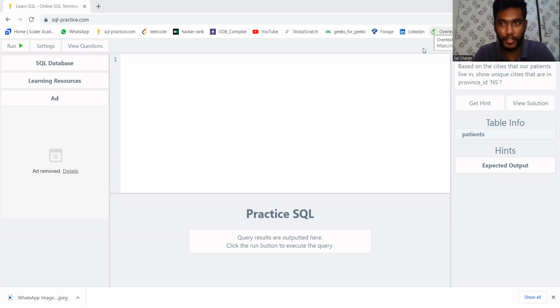Let's start solving today's question. Based on the cities that our patients live in, show unique cities that are in province ID NS. So select as usual from patients. So they are asking to filter out the cities which are having province ID as NS.